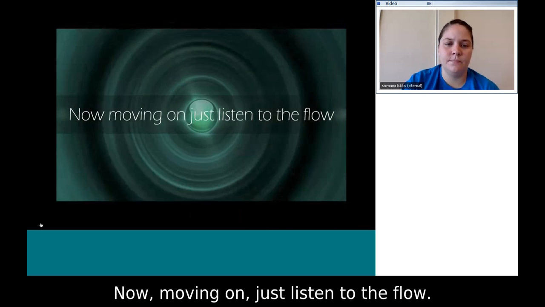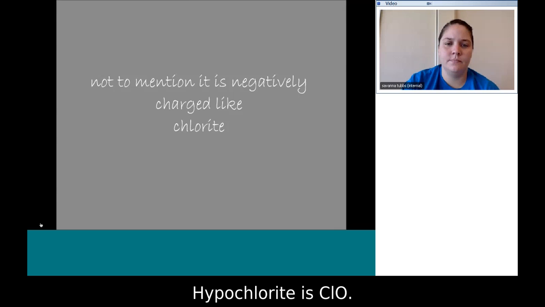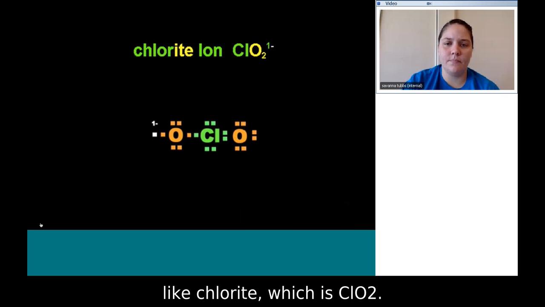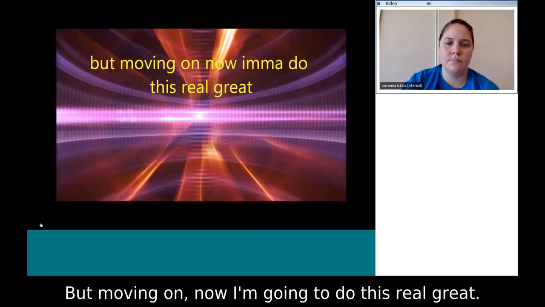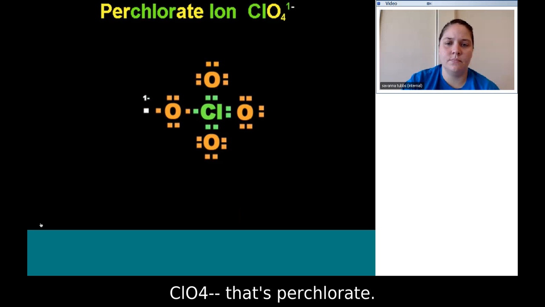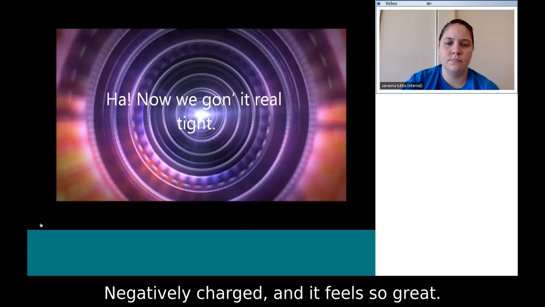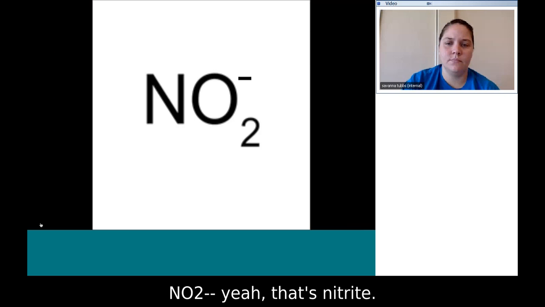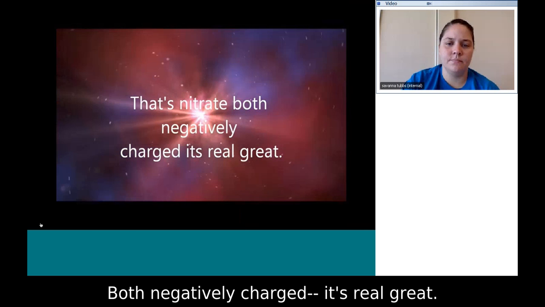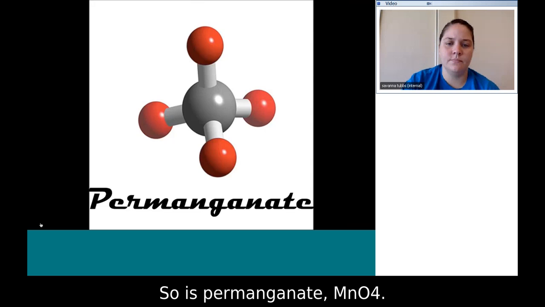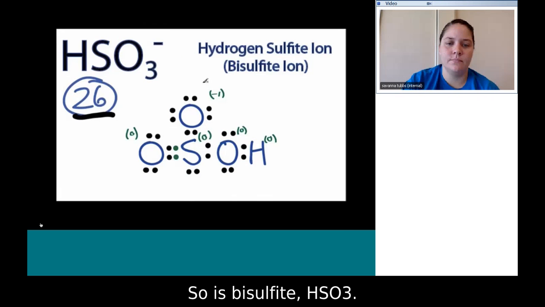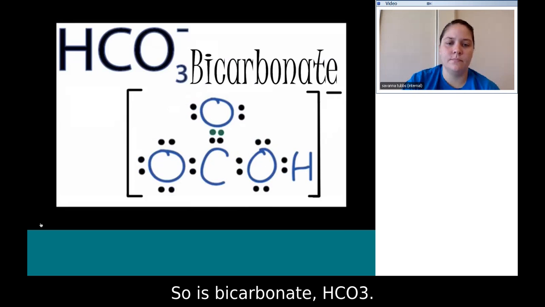Now moving on, just listen to the pro. Hypochlorite is ClO, not to mention it is negatively charged like chlorite, which is ClO2. But moving on, man, I'ma do this real great. ClO3 is chlorate. ClO4 that's perchlorate, negatively charged, and it is real great. Now we gonna do it real tight. NO2, yeah, that's nitrate. NO3, that's nitrate. Both negatively charged, real great. So is permanganate, MnO4. So is bisulfate, HSO4. So is bisulfite, HSO3. So is bicarbonate, HCO3.